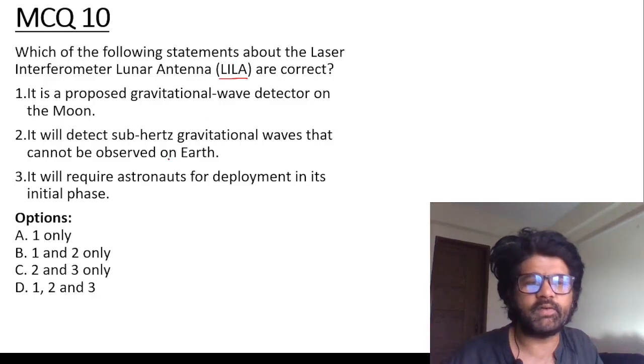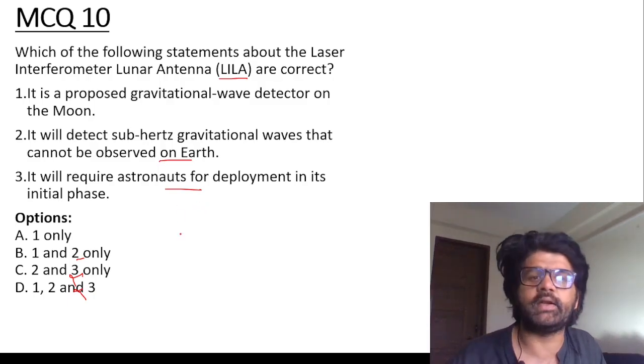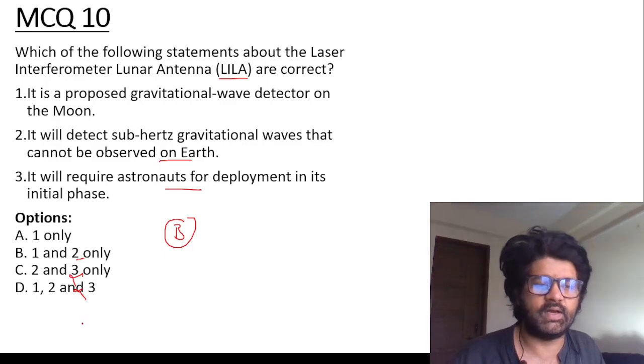It will detect sub-hertz gravitational waves that cannot be observed. It will require astronauts. It does not require astronauts. So I have told you that explicitly. So A and B, second is also correct. The gravitational waves which you cannot hear on Earth, you can detect on the Moon, and LISA will do it. B is the answer. I love you, LISA.